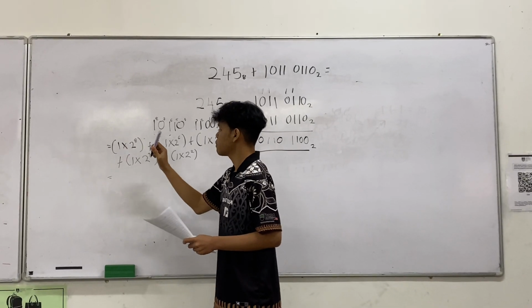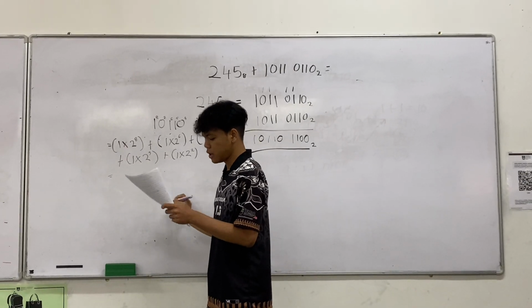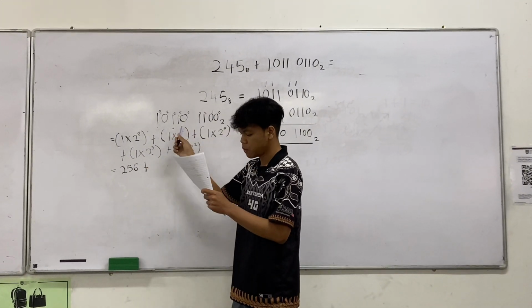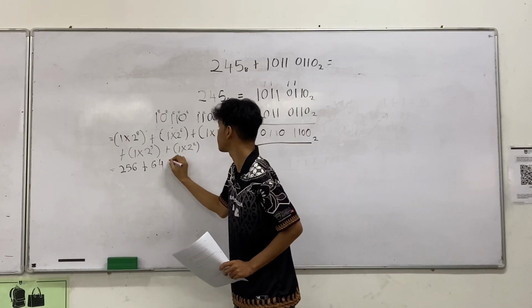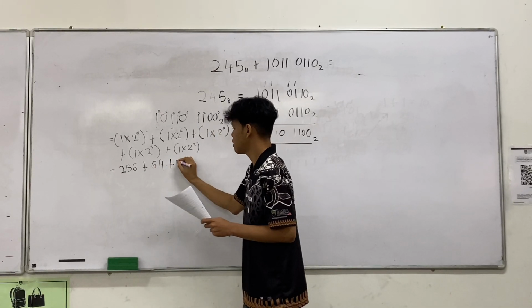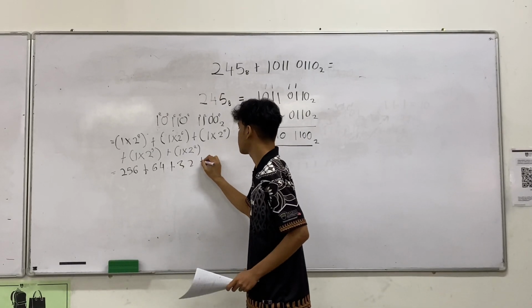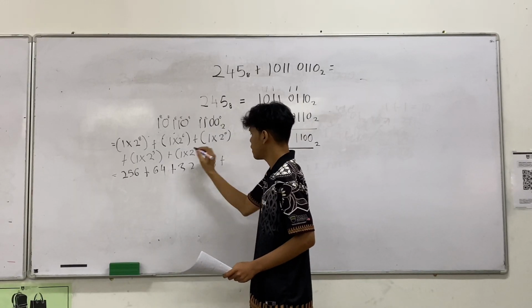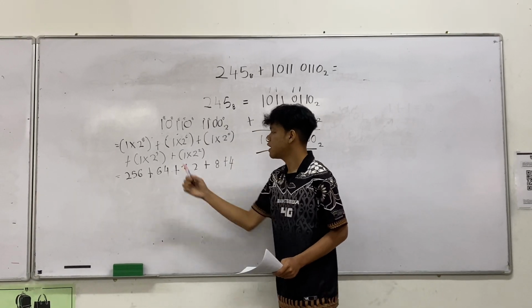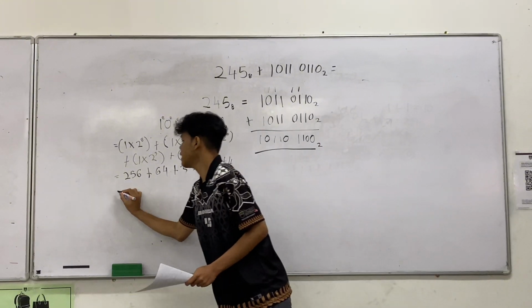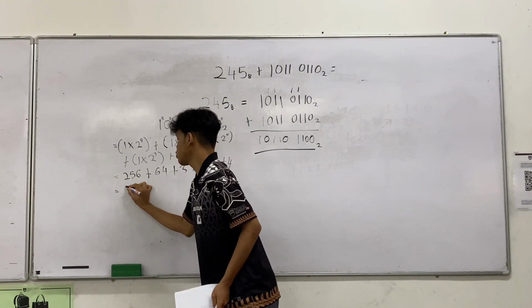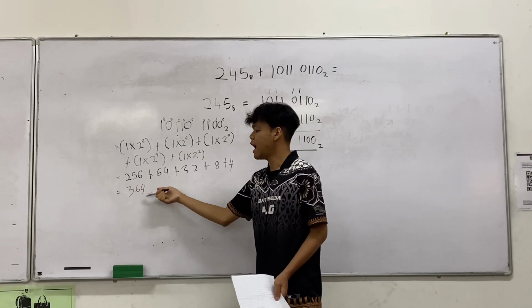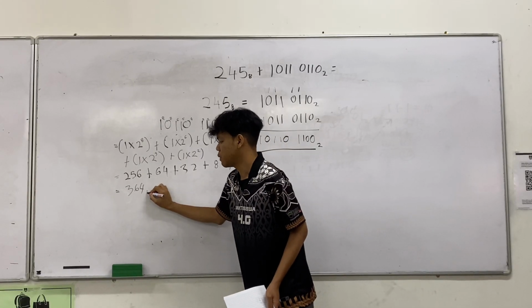So 1 multiplied by 2 to the power of 8, we got 256. Next we got 64. Next we got 32. And then next we get 8. And last we get 4. So we calculate all these answers and we get 364. But this final answer is in decimal.